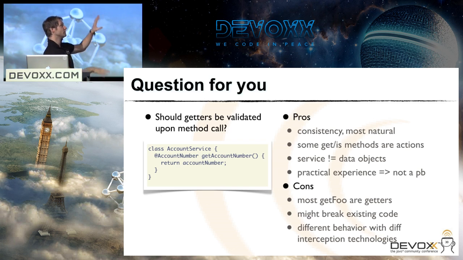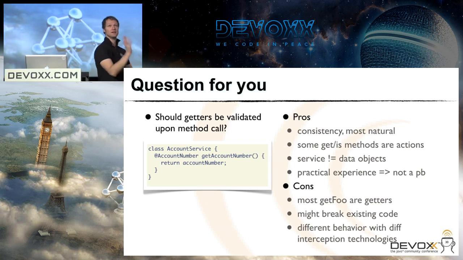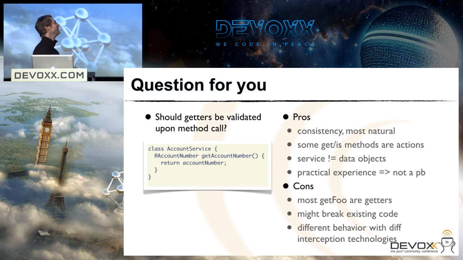I've listed the pros and cons. So far in the expert group, I'm on the side that getters should not be considered methods, and the rest of the expert group says yes, getters should be considered methods. So I need some help. No, more seriously, if you have some opinions here, I'm really interested in knowing that.